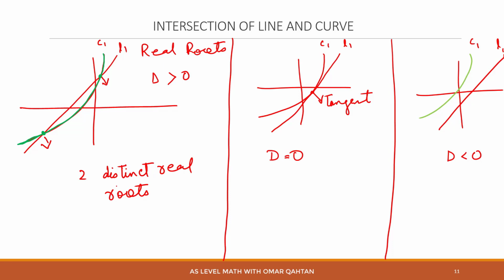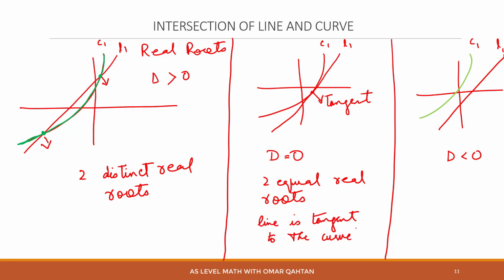Now in the next figure, the curve is just meeting this line, or this line is tangent to the curve. So we know that this is the condition for equal roots. The discriminant should be equal to 0. Two equal real roots, and the line is tangent to the curve. Whenever you meet such a condition, you have to keep the discriminant equal to 0, and you are supposed to think of getting two equal real roots.